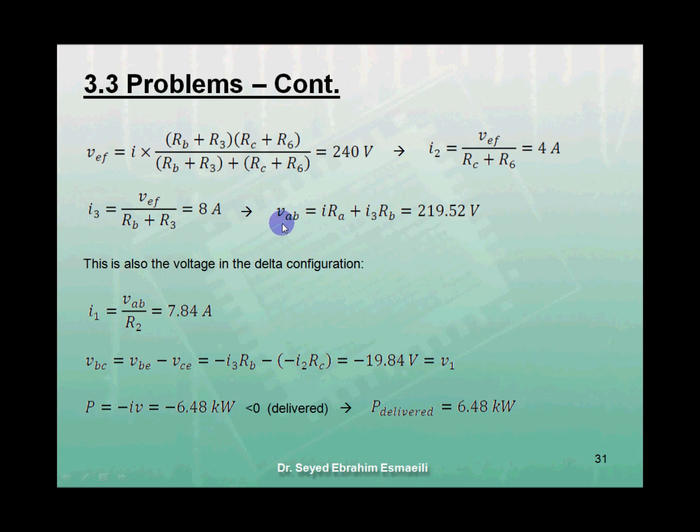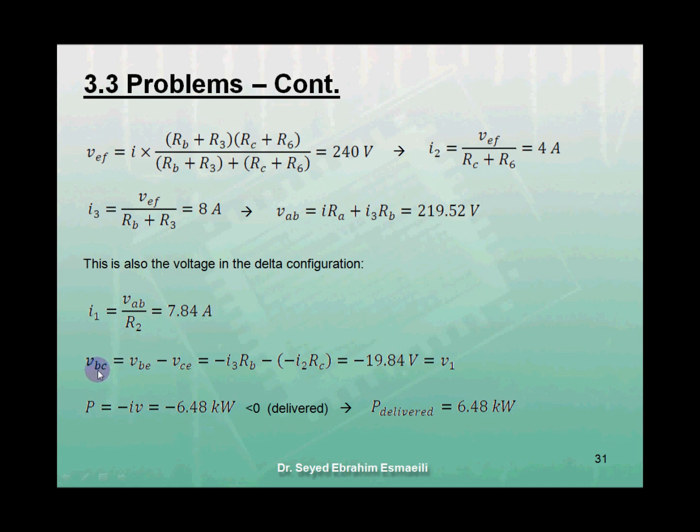and B is given by VAB equals I times RA plus I3 times RB, equals 219.52 volts. This is the voltage difference between nodes A and B in the delta configuration, from which I1 equals VAB over R2, equals 7.84 amps.